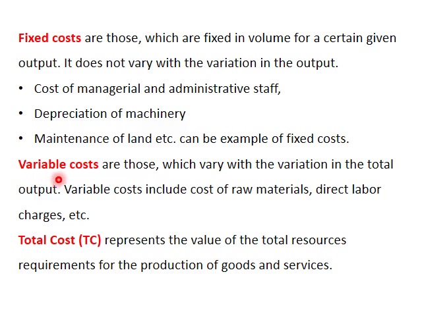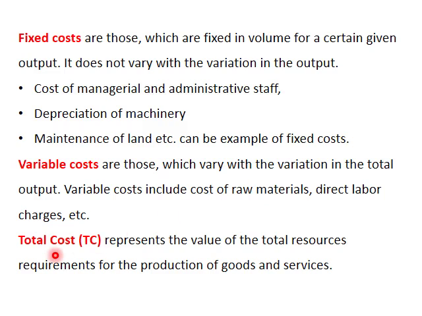And the other type of cost is variable cost. These are costs which vary with the total production or total output. As the total output increases, the variable cost also increases. When the total output is zero, the variable cost will be zero, and it increases as the output increases. Variable cost includes the cost of raw materials, direct labor charges, etc. When we increase the production, we have to increase the raw materials similarly.